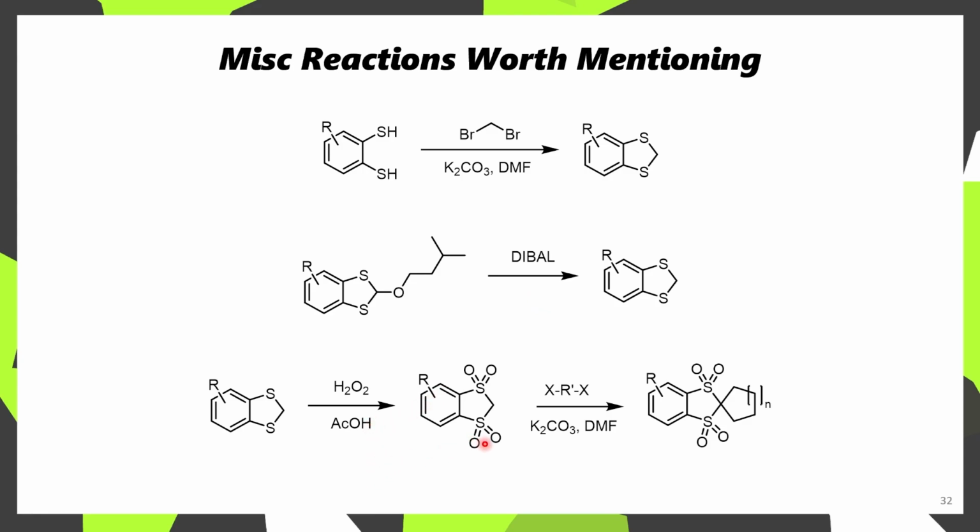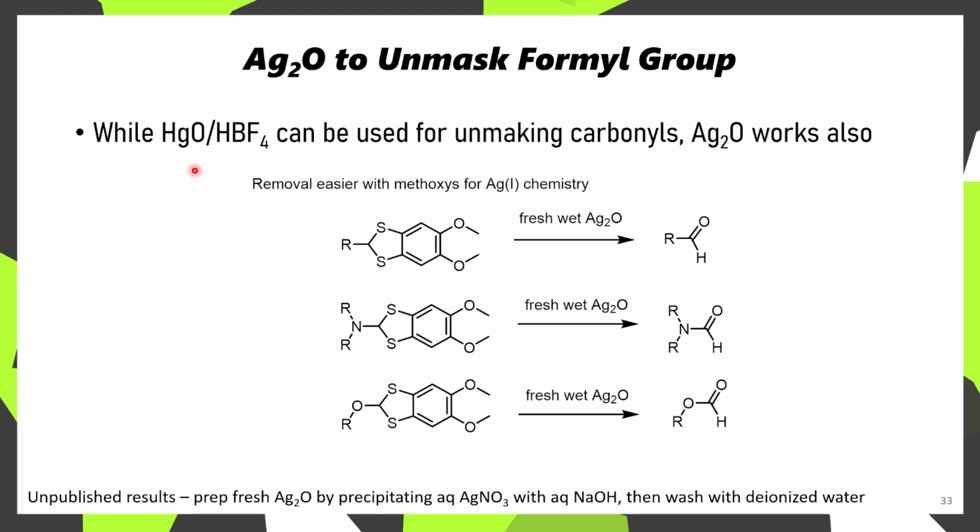If you take the bis-sulfoxide, you can really easily take dihalides and then prepare cyclic compounds through an intramolecular secondary reaction. This could then be cleaved off using, for instance, samarium iodide or Raney nickel, and then you'd be afforded with the corresponding cycloalkane. While mercury oxide with HBF4 can be used for unmasking carbonyls, as I mentioned before, silver oxide also works.